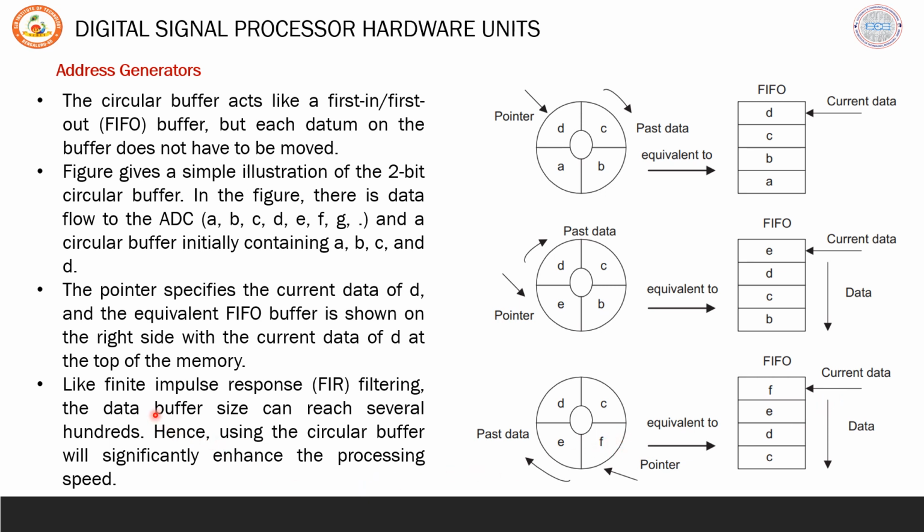Now in examples like FIR filtering, the data buffer size can reach several hundreds, and hence it makes perfect sense to use a circular buffer, which will definitely enhance the processing speed.